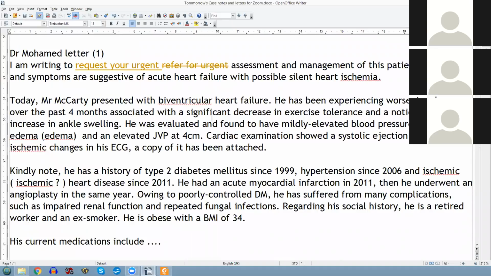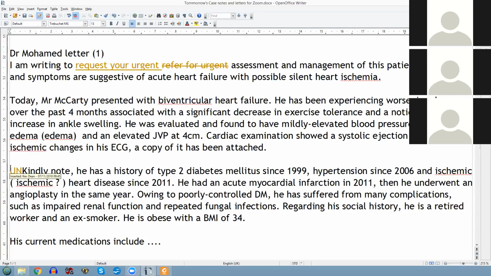He has been experiencing worsening exercise tolerance and noticeable increase in ankle swelling over the past 4 months. Okay, he was evaluated. Okay, that is good, yeah. Well, you don't need to say this, kindly note. Is he going to unkindly note? You know, what is the opposite? Unkindly note? So you don't need that. Either say for your information or please note, and that would do.